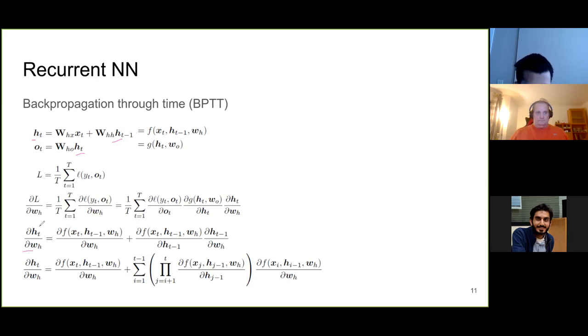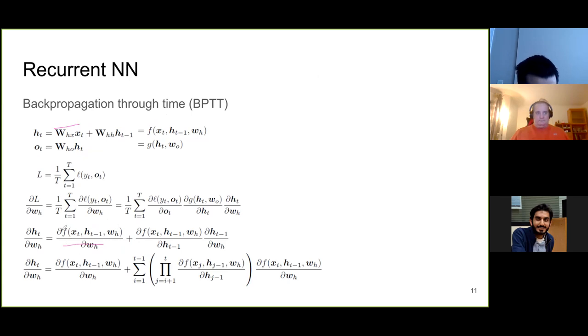So what is this HT? This HT can be simplified for now with this function. So that's why it's here. Now, we have two terms here because there are two terms here. So this term is for this part, and this one is this. Let me clear it again. Okay.